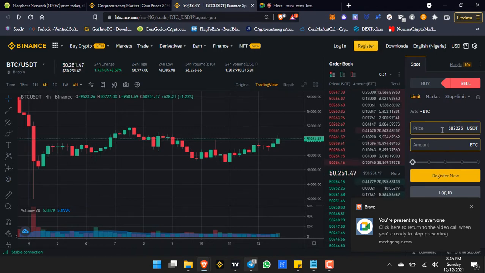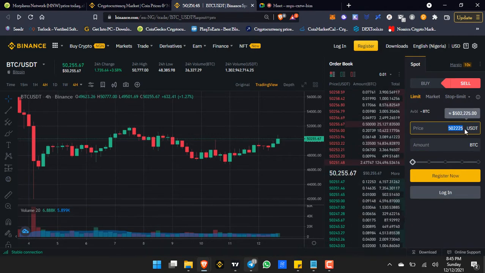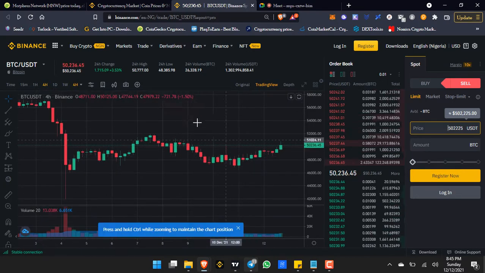You can make mistakes. So once you enter the price of BTC that you want to sell, the price you want to sell for, just use the slider to indicate the value, if you want to sell 25%, 50%, 75%, or 100% of the asset you have. So that is that.